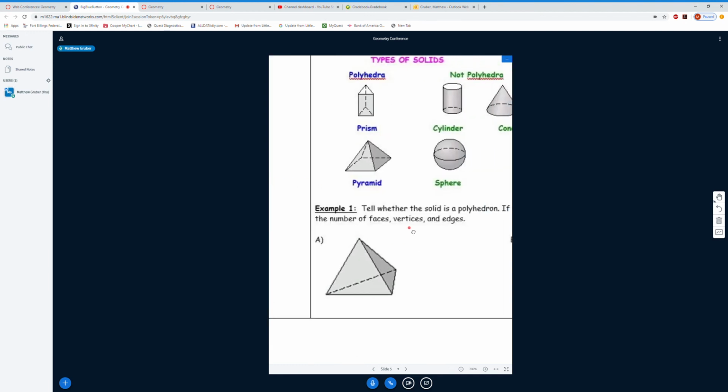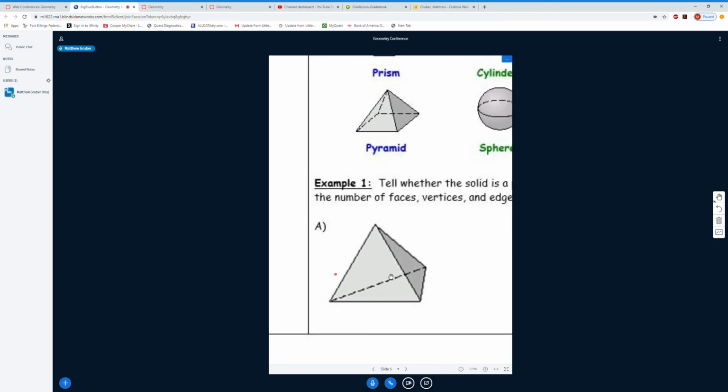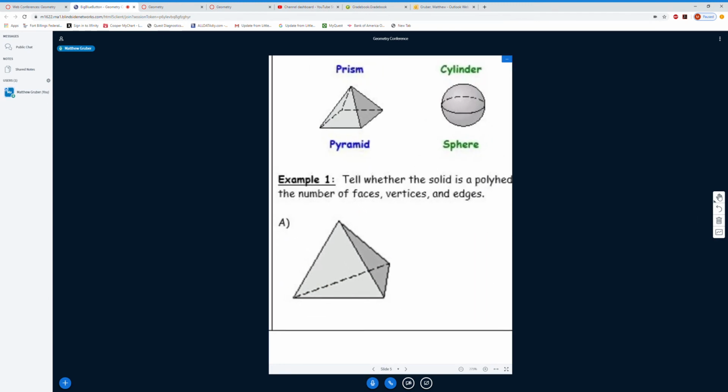All right, tell whether the solid is a polyhedron. If it is, name it, and then find the number of faces, vertices, and edges. So look, there are no curved sides. So first thing, is it a polyhedron? Our answer is yes. Now we need to name it. Well, it comes to a point. So it's a pyramid, but what type of pyramid? We look at the bottom of it. The bottom shape is a triangle. So this is a triangular pyramid.